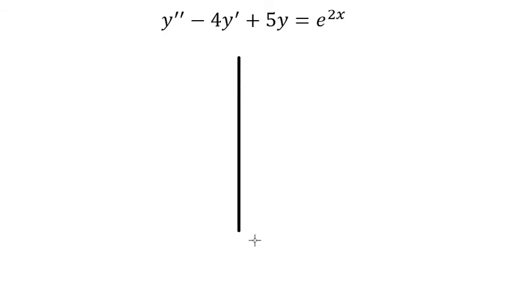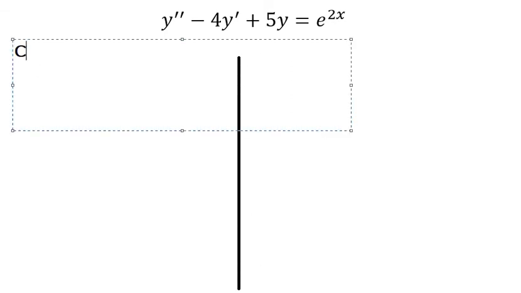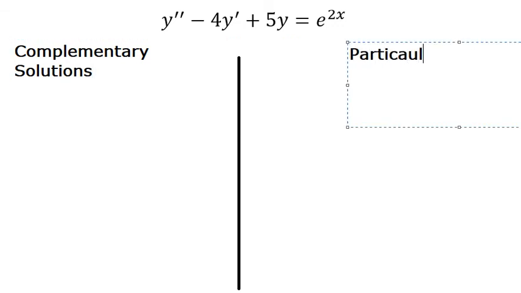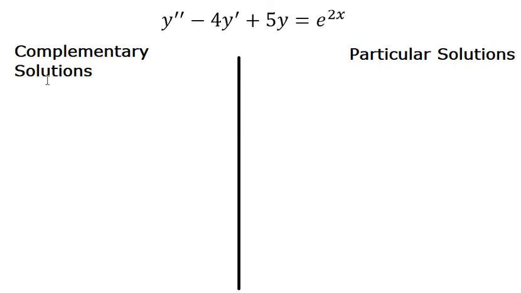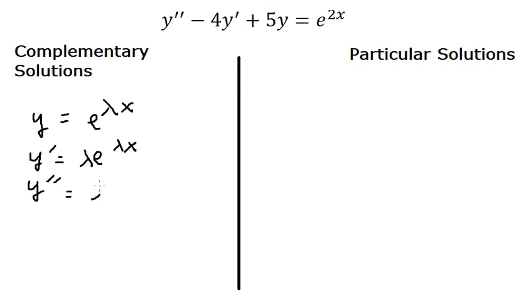In this situation, we need to divide into complementary and particular solutions. So about complementary solutions, we need to put y equals e to the power of lambda s. So if we do the first derivative, you get lambda e to the power of lambda s, and the second derivative, you get lambda squared e to the power of lambda s.